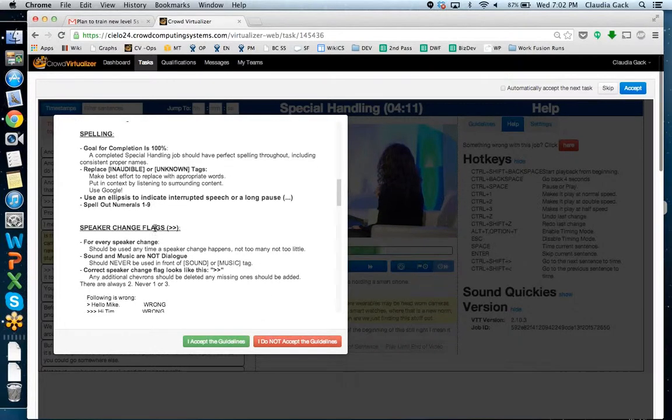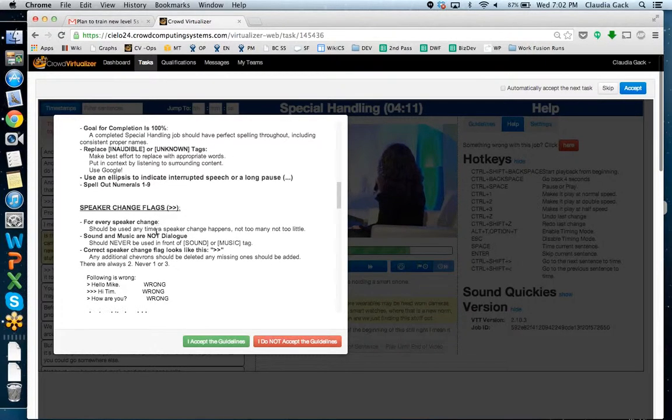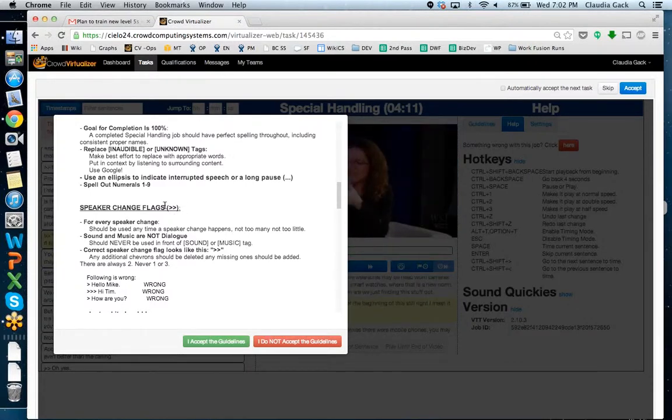Really important to remember is also that the speaker change flags should always be correct. So when there's a reporter talking to another reporter, please always make sure the speaker change flags are correct. Please do not place any speaker change flags in front of sound or music tokens, because they're not counted as dialogue.